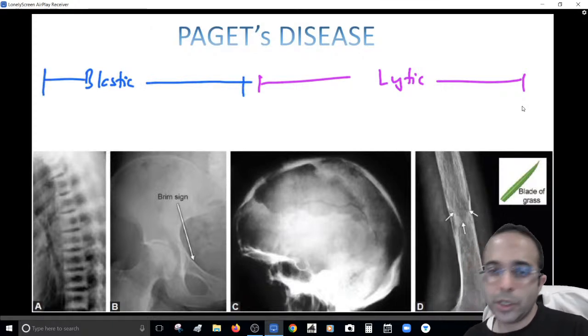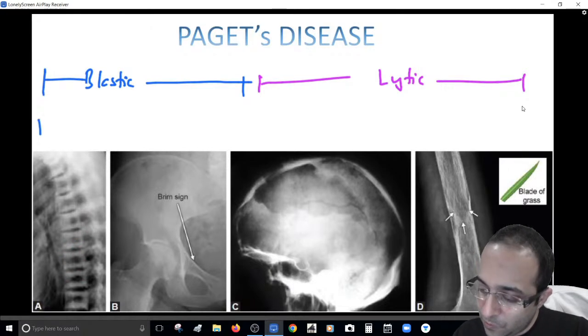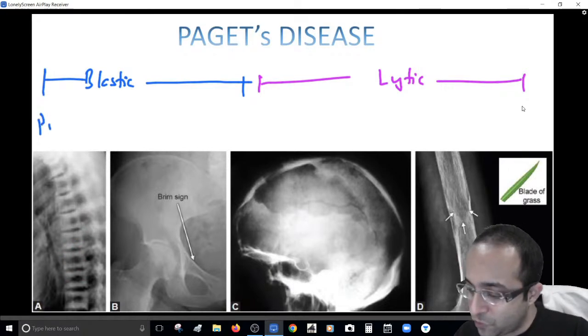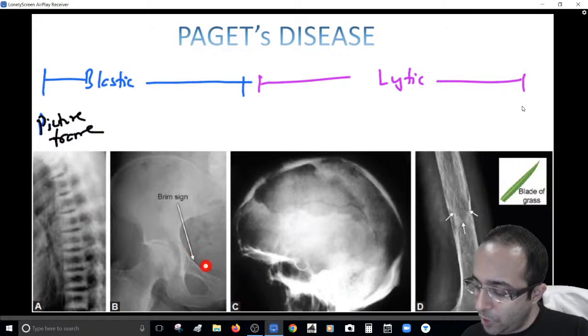And I don't think I need to tell you what these signs are all about. See this vertebra like a picture frame. So this is what we say is a picture frame vertebra. Okay. See this whitish iliopectineal line, this is called a brim sign.